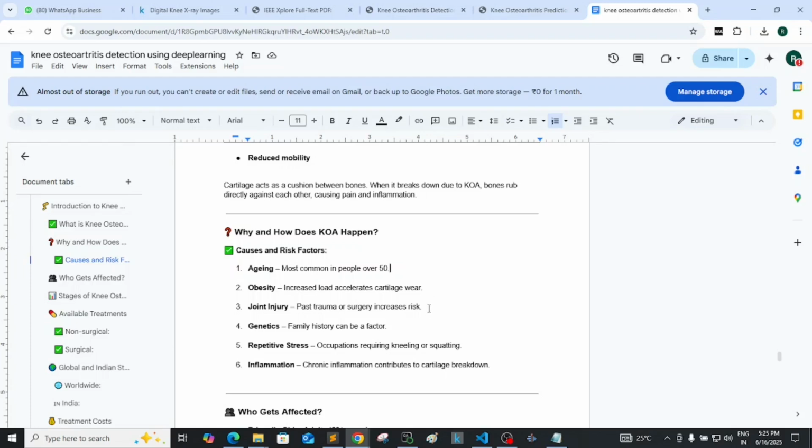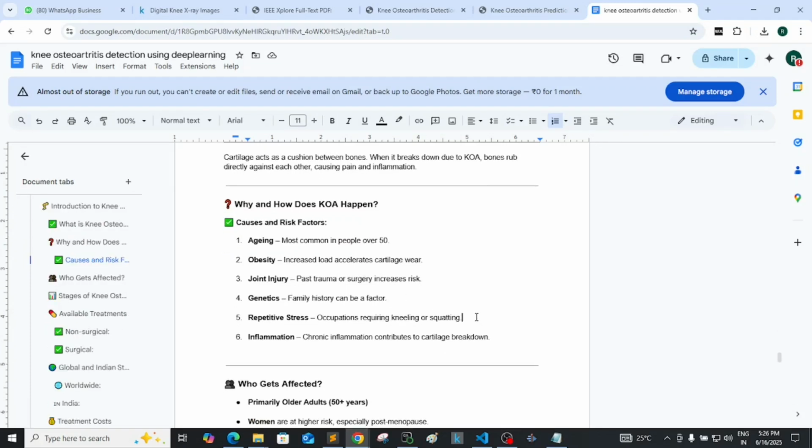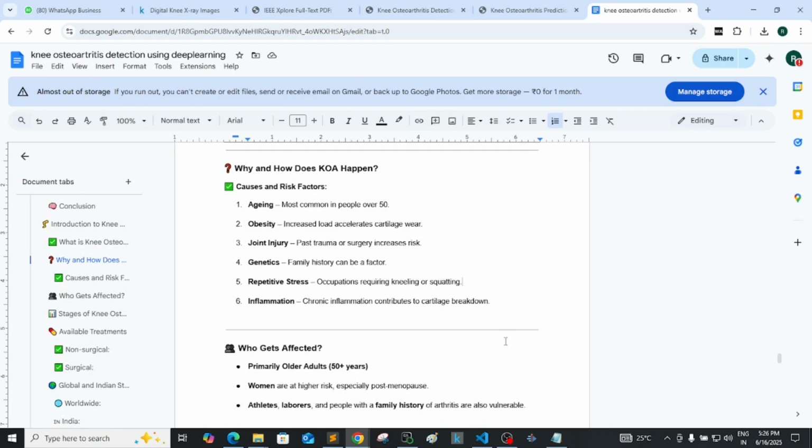So previous surgery or injury can be a cause. What is a genetic issue? If the problem is there in some people in your family, it may be passed on to the next generation. And repetitive stress mainly affects people in athletics, who use the knee repeatedly, or who do hard work, like in industries where heavy weight must be carried. In that case also it will be a problem. And again, the main cause is inflammation. Chronic inflammation contributes to cartilage breakdown.